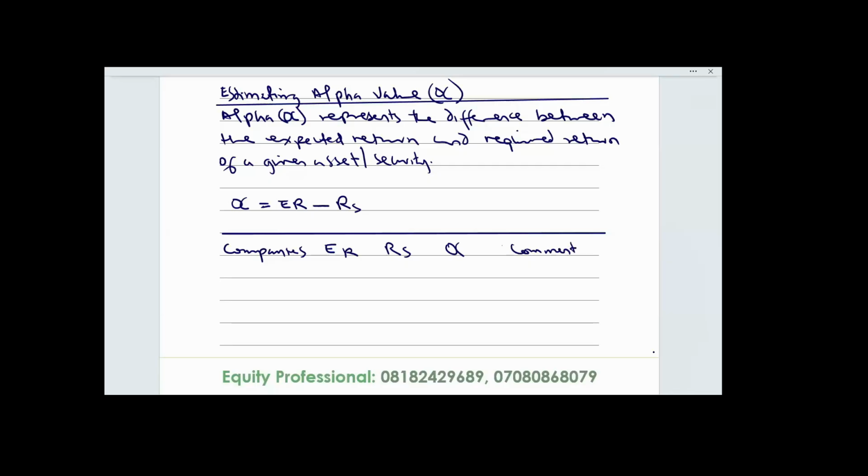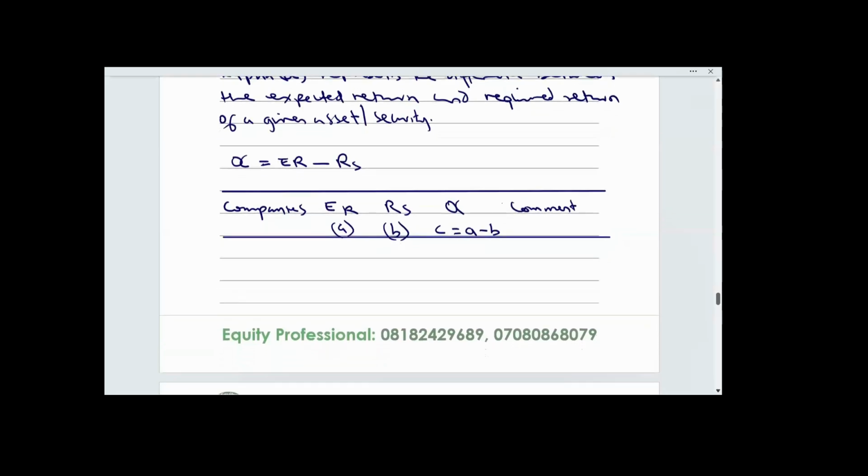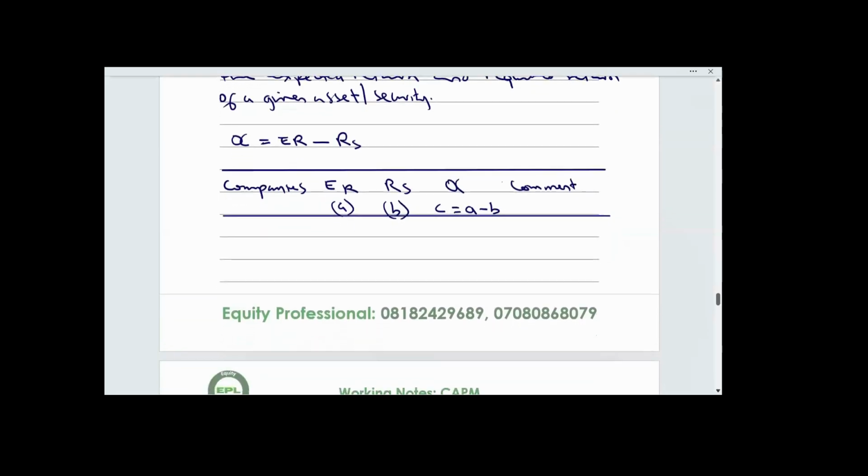Anytime you compute, let's say this is A, this is B, C equal to A minus B. So anytime you compute alpha, you have to interpret your result. It's not sufficient for you to just go ahead and calculate alpha without telling your clients what you mean by your results. Okay, let me give you the format first before we talk about interpretation.